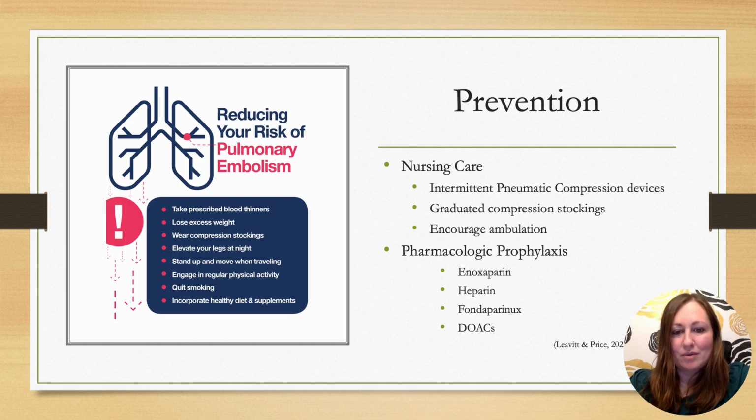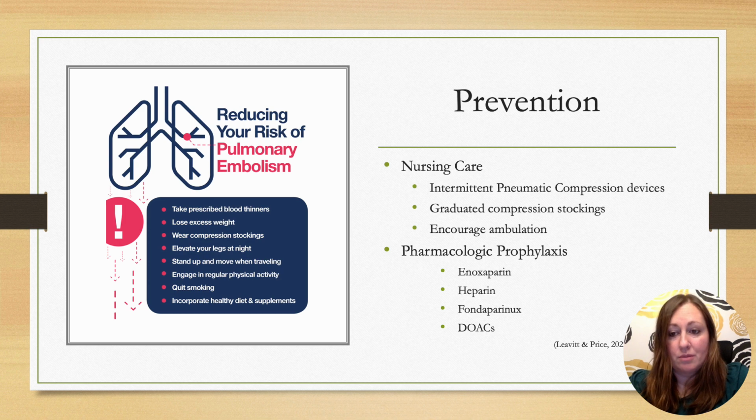There are many ways to prevent PEs, although a PE can still develop despite our best efforts. Each person can do some things individually to decrease their risk, such as quitting smoking, losing weight, wearing compression stockings, elevating their legs, ambulating frequently and getting exercise, and standing up and moving around while traveling long distances. As NPs, we need to educate all of our patients about these risk reduction techniques.